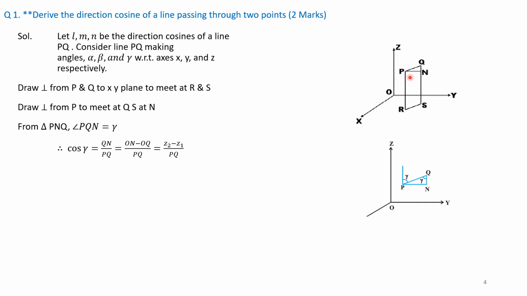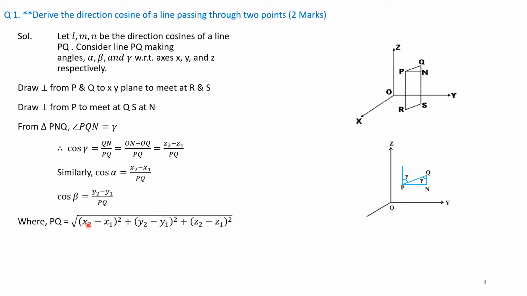Therefore, QN is equal to ON minus OQ, where ON is the position vector of N and OQ is the position vector of Q, divided by PQ. So that is given by z2 minus z1 divided by PQ. Similarly, cos alpha is equal to x2 minus x1 divided by PQ, and cos beta is equal to y2 minus y1 divided by PQ, where PQ is equal to the square root of (x2 minus x1) whole square plus (y2 minus y1) whole square plus (z2 minus z1) whole square.